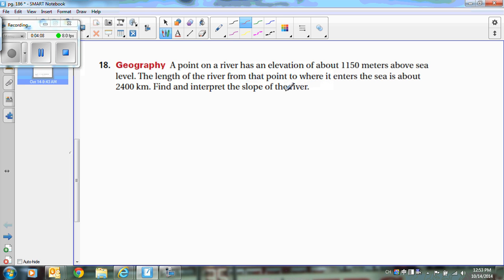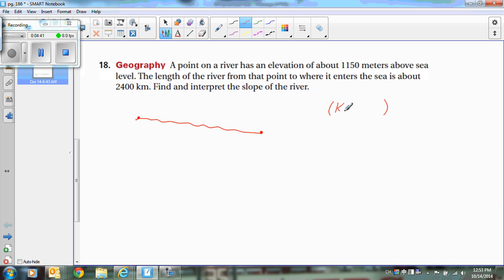Okay, so let's think about this. So we have a beginning point, okay, and then the river goes along. So there's our river and an ending point. Now, if you think about these as points on a coordinate plane, they need to have an x-axis and a y-axis, all right? So let's see. It looks to me like we're going to let how far above sea level the water is depend on how many kilometers we have traveled. So we're going to come up with two ordered pairs that will look like this.